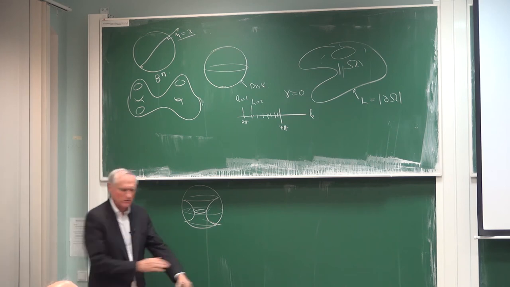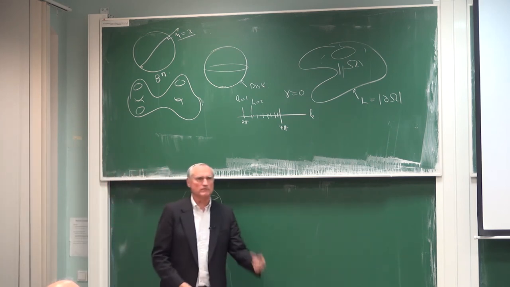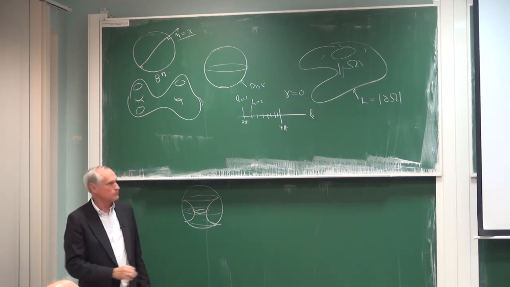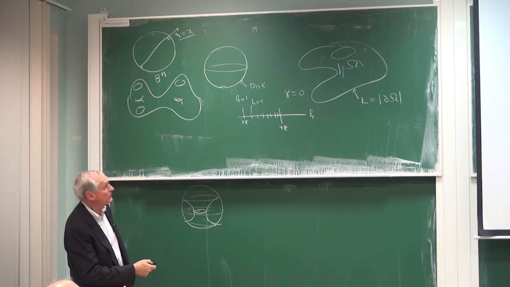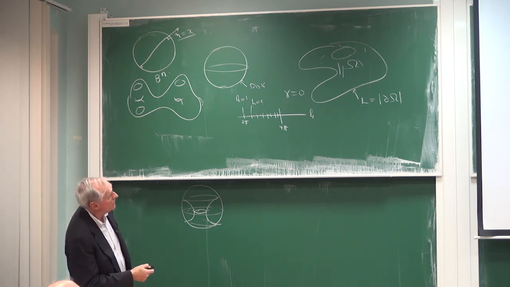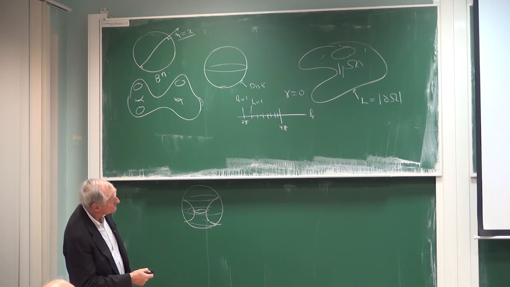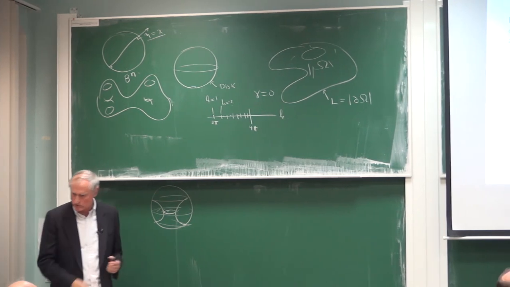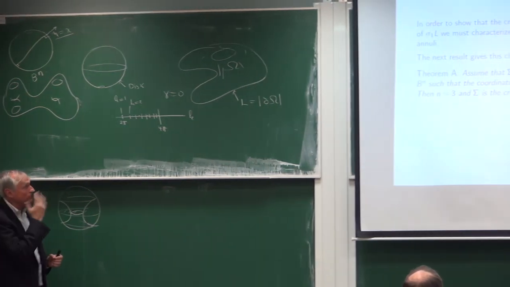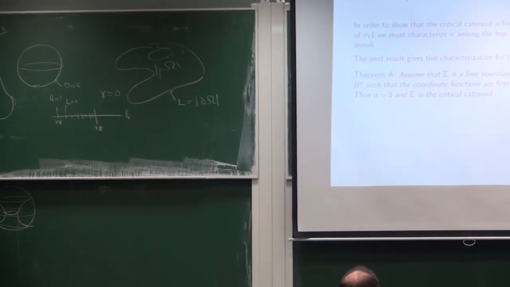Okay, so let me now, I've already given away the punchline because I was going to run out of time, but let me now describe more explicitly the theorems that we proved. So these are joint with Ilana Fraser. So we want to show the critical catenoid achieves the maximum. So how do we do that? Well, we have to figure out some way to characterize the critical catenoid. And so the characterization is here in theorem A.